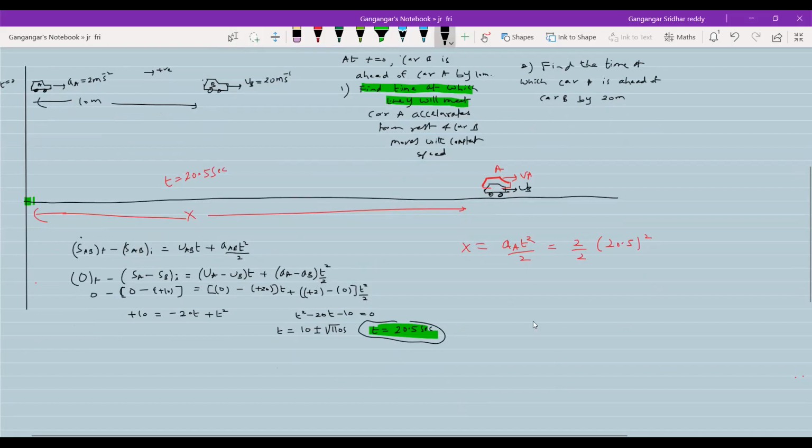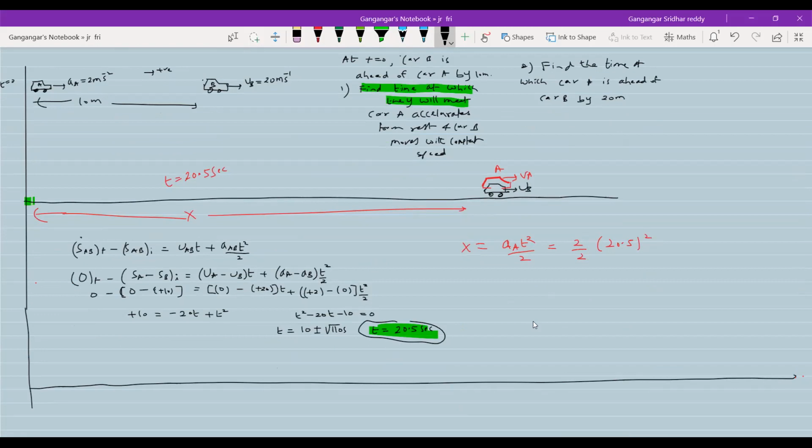So what should be the diagram? Here car B will be here, and car A will be ahead of it. That was the condition given for us. It will have some velocity, you can call it V2 something. So what is the distance given for us? 20 meter. This particular time is what we have to calculate, T2.